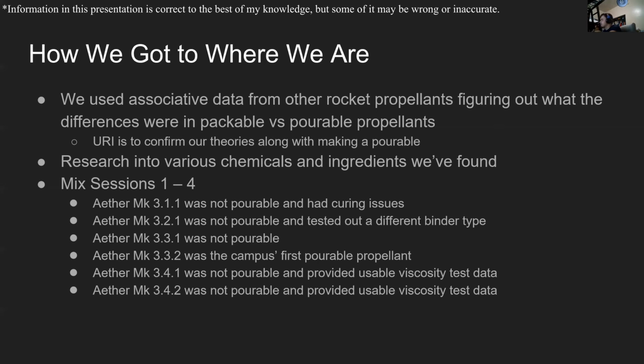Aether 3.2.1 was not pourable and tested a different binder type, because we were concerned after that first test, because it wasn't pourable, what if the type of binder we're using, because we use binder with additives in it, how does that affect the pourability of a propellant? So we had some binder with no additives in it as a part of another project. We used that, measured that out into cups and replaced it with the same ratios inside that propellant, and took a look at how that affected it. And it turns out that the binder with no additives in it seemed to decrease the pourability by a lot. And we're not sure what exactly caused that, but it seems like the binder with additives is better for our scenario. And then we had 3.3.1, another propellant that was testing out the bounds of things that was not pourable.